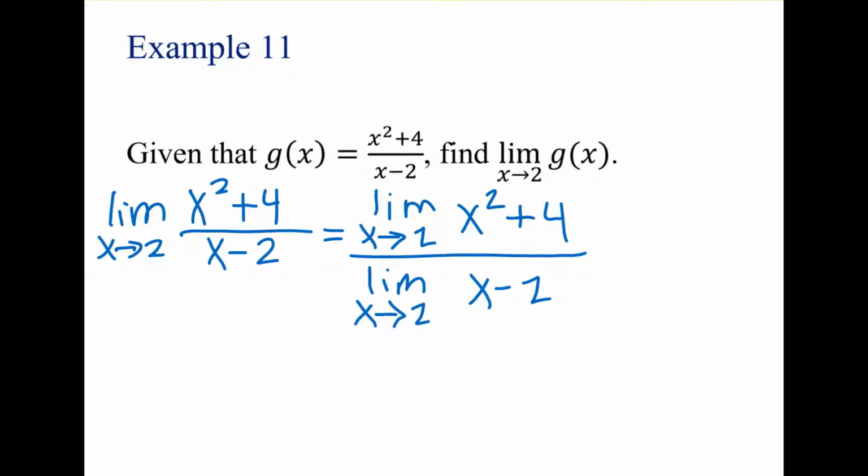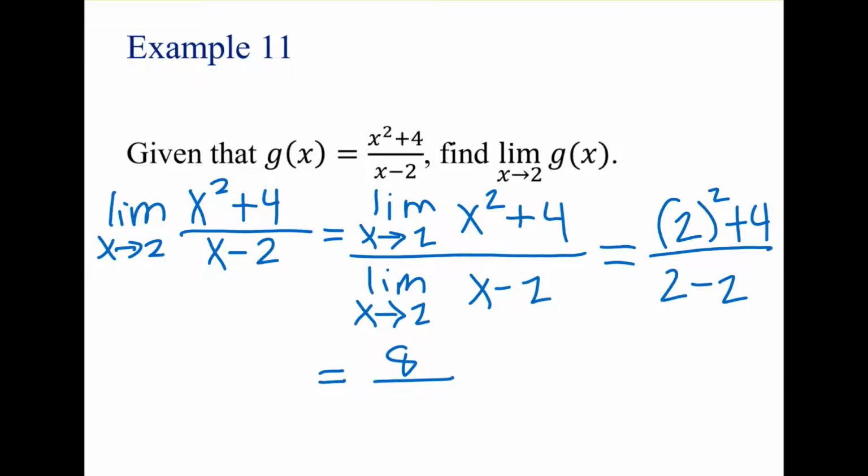X squared plus 4 is a polynomial, so that means we can evaluate this limit using direct substitution. X minus 2 is also a polynomial, so we can evaluate this limit using direct substitution. Now let's simplify. We get 8 in the numerator and 0 in the denominator.